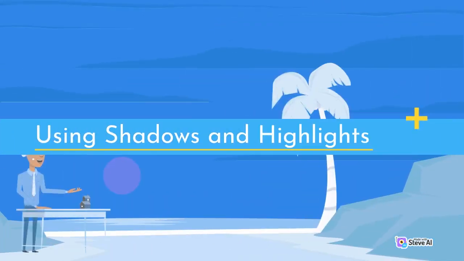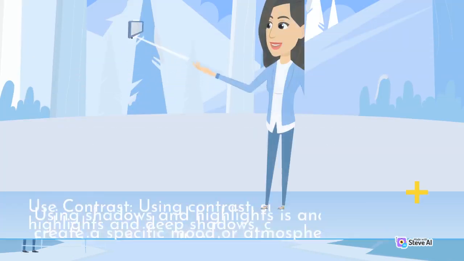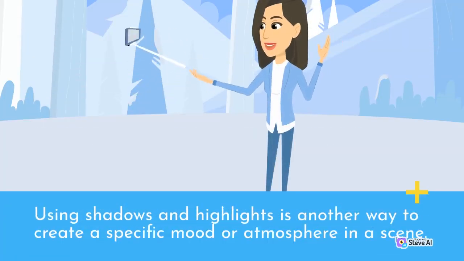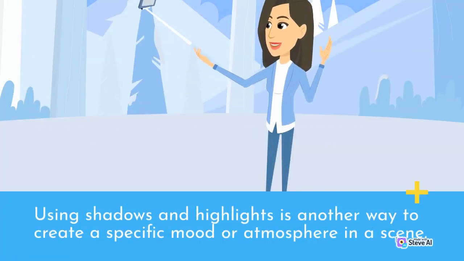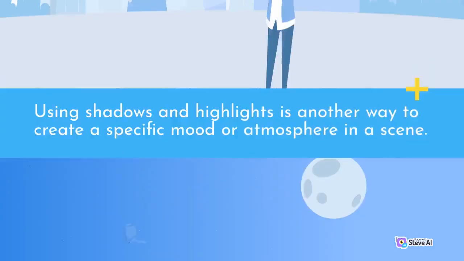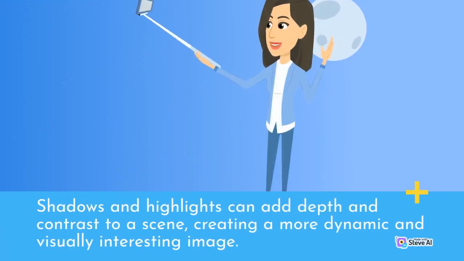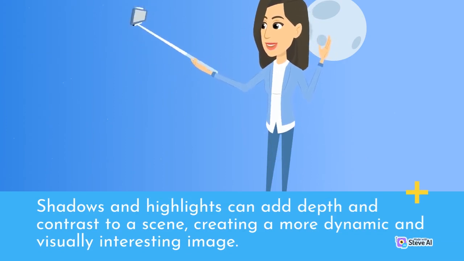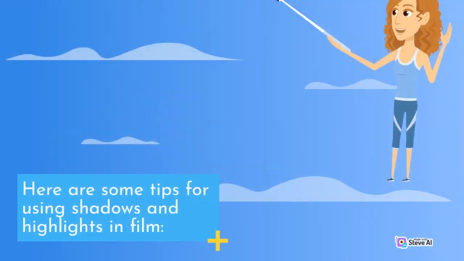Using shadows and highlights. Using shadows and highlights is another way to create a specific mood or atmosphere in a scene. Shadows and highlights can add depth and contrast to a scene, creating a more dynamic and visually interesting image. Here are some tips for using shadows and highlights in film.